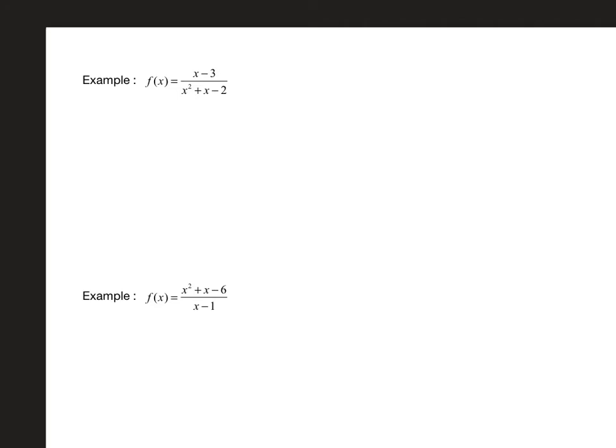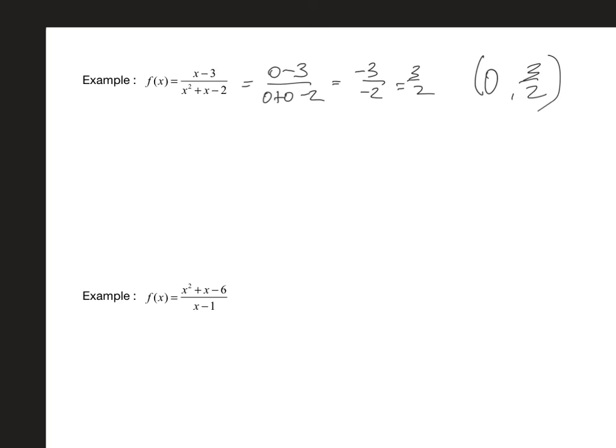So if I'm trying to find the y-intercept, I let x equal 0. So up top here, I'm going to have 0 minus 3. Down below, I'm going to have 0 plus 0 minus 2, which becomes negative 3 over negative 2, or 3 halves. All right, so 3 halves is a fraction, but no big deal. That is a point on the y-axis.